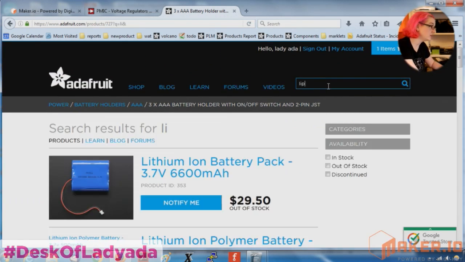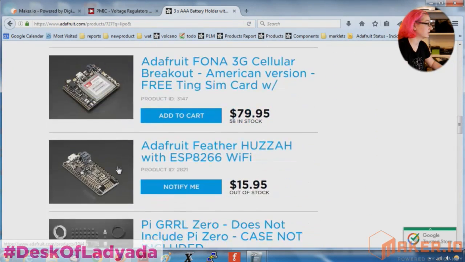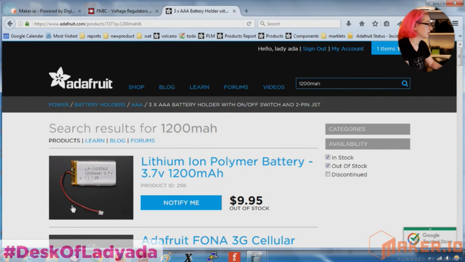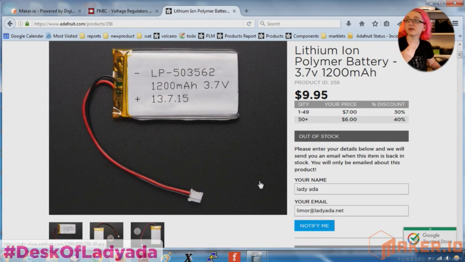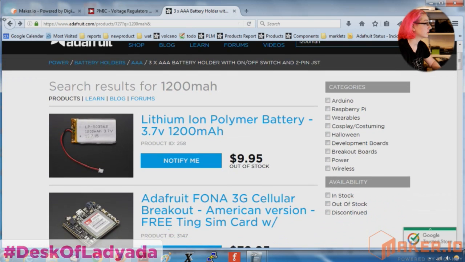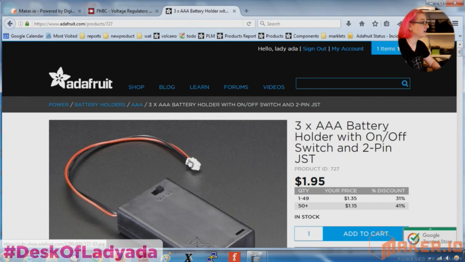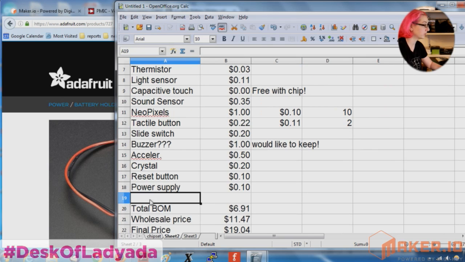If people want to use LiPoly batteries, we have these LiPoly batteries with the same connector. Since it's about the same voltage, you can use either a LiPo and then charge it, or you can use that AAA battery holder. So all you need, if we're going to have this battery holder be an option, is a JST connector. And that basically solves how I make sure it's portable.